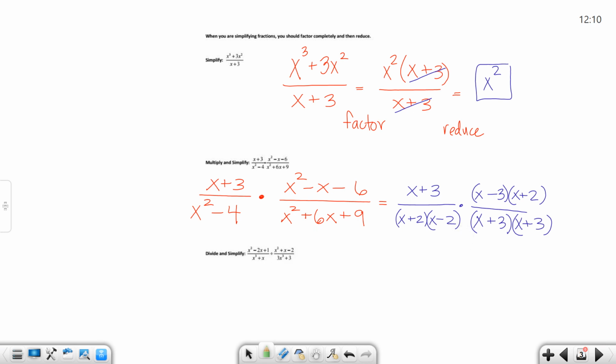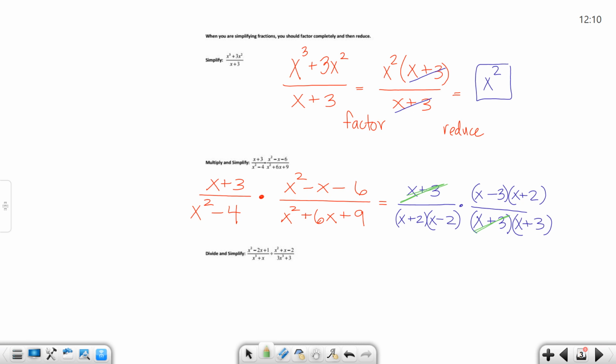Now your rule says that you can reduce, but you don't have to reduce right over each other. You can reduce anything in the top with anything in the bottom. So if I look at these blue terms that are factored, I see an x plus 3 here and an x plus 3 here. Now it's very tempting to go ahead and cross out the other x plus 3, but don't do that, because remember they only cross out in pairs. So now that that x plus 3 is out of the top, there's not another x plus 3 to cancel out. So that x plus 3 is left in the bottom.